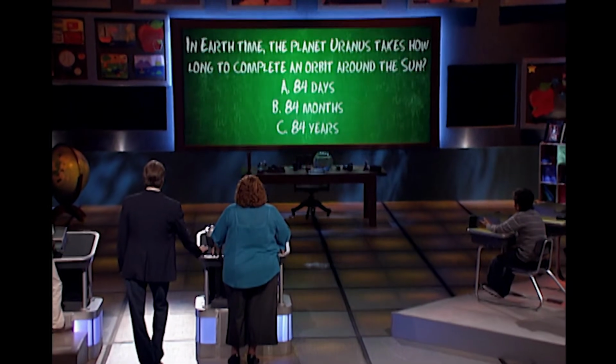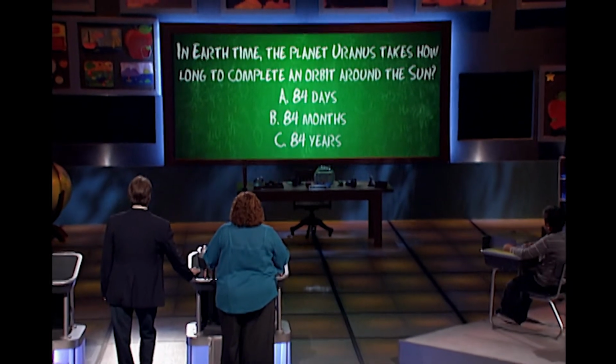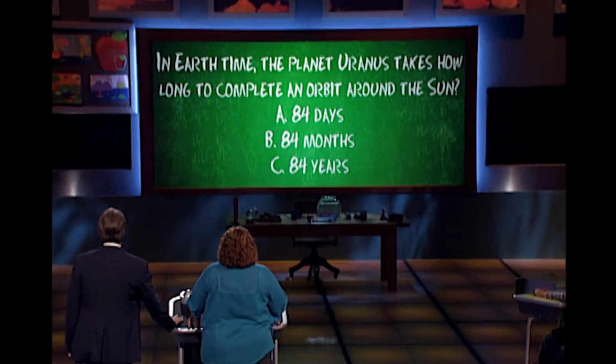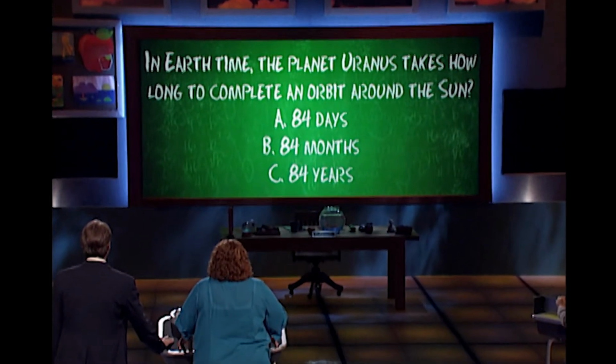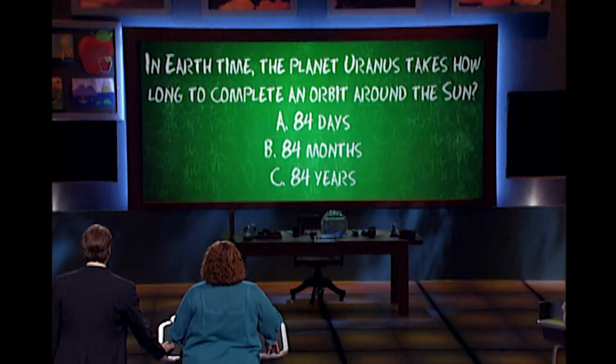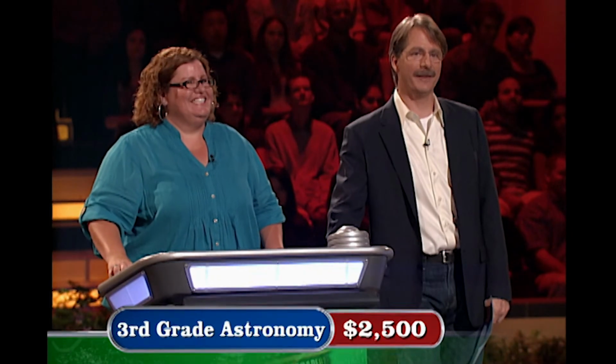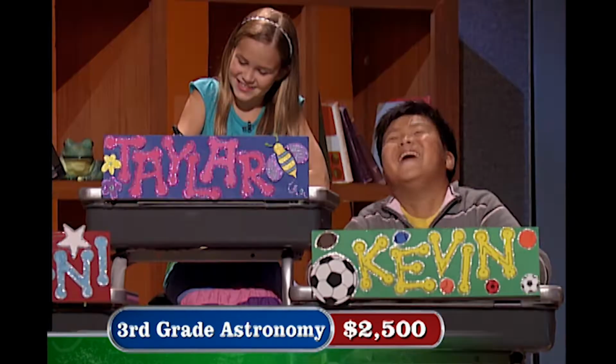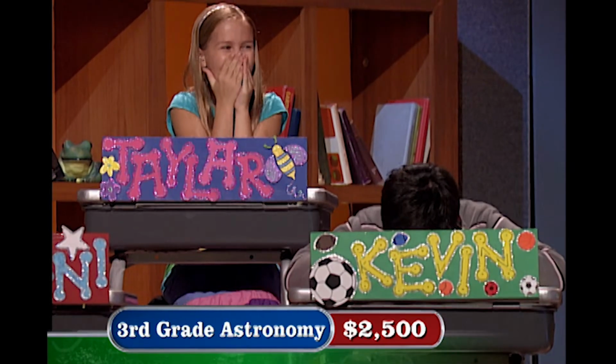All right. In Earth time, the planet Uranus takes how long to complete an orbit around the sun? 84 days, 84 months, or 84 years?